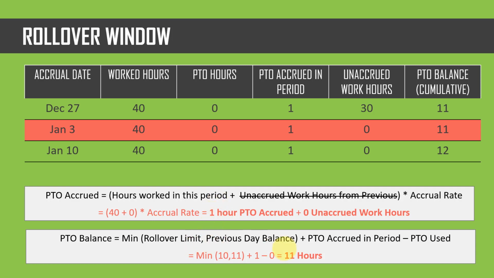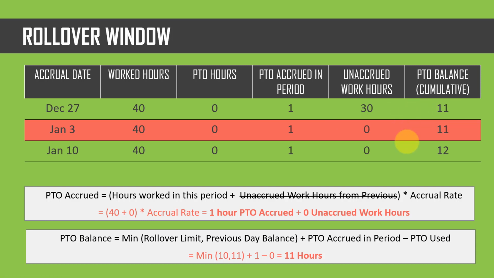So now here the formula is nothing but: rollover limit is 10 hours, previous day balance is 11, so we take the 10 and 11 and then we take the minimum, which is 10, and then we add the 1 hour of PTO the employee accrued in this period, so it becomes 11. So out of the 11 hours of the balance, only 10 got carried over because there's a limit. Let's say you have a 0 rollover policy. That means all the 11 will be lost. You will not carry over even 10. Everything will be lost. If you have a rollover policy which is unlimited, all the 11 will be carried over.